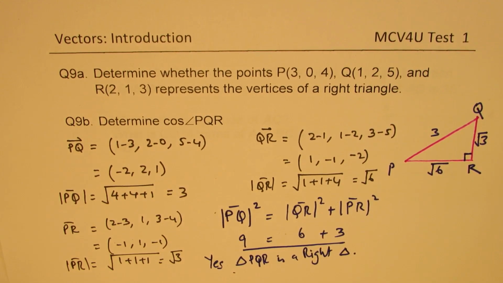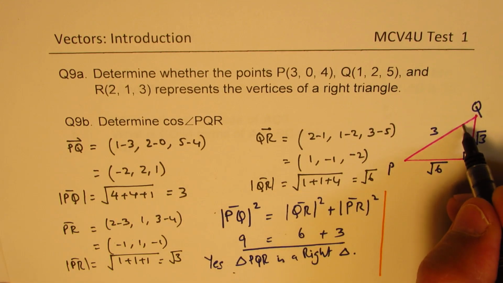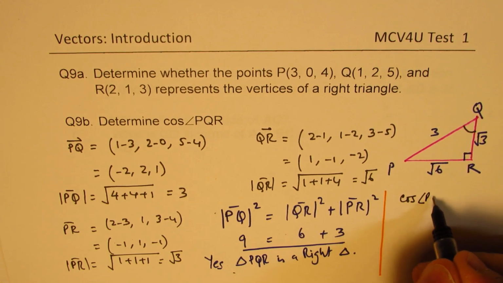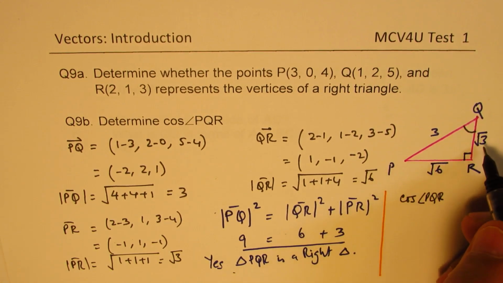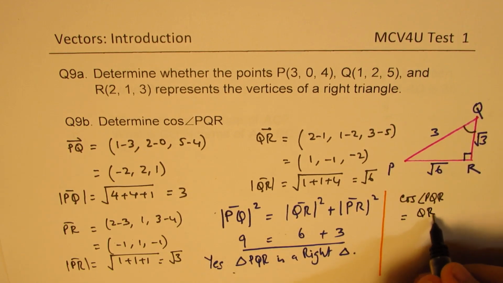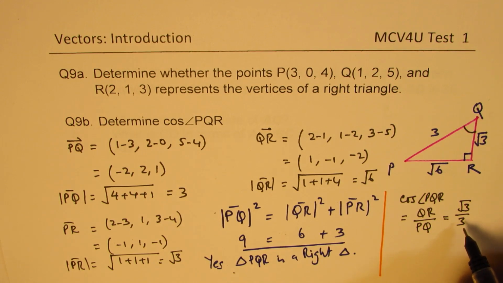Clear? Now part B of this is to find cosine of angle PQR. So cos PQR, this angle we want, right? So cos of angle PQR is adjacent over hypotenuse, is QR over PQ, which is square root 3 over 3. Okay, so that is the answer.